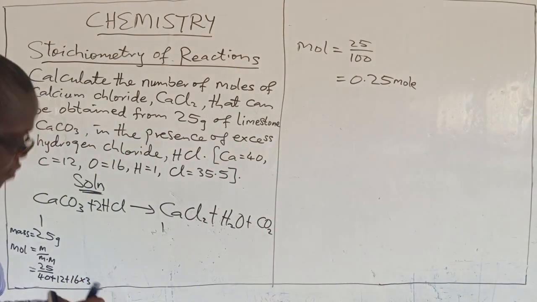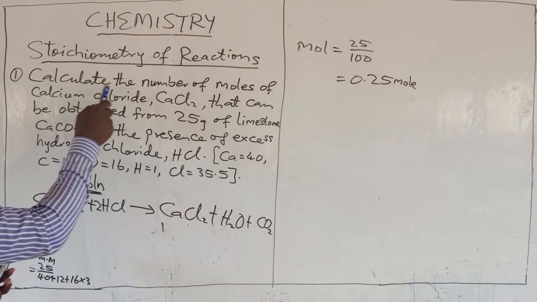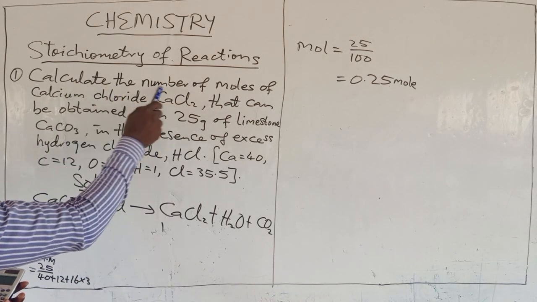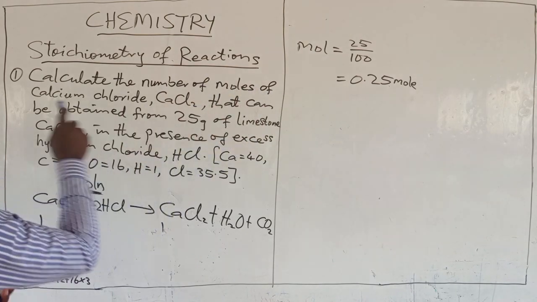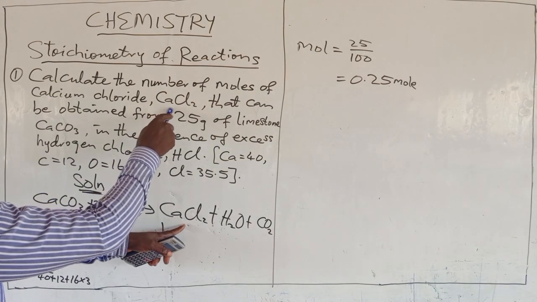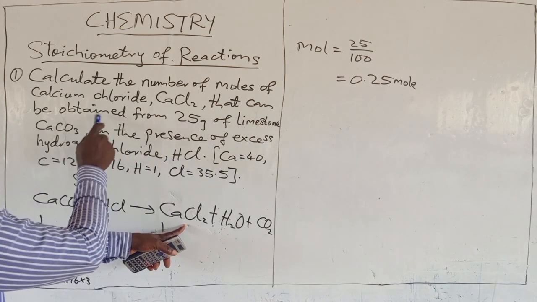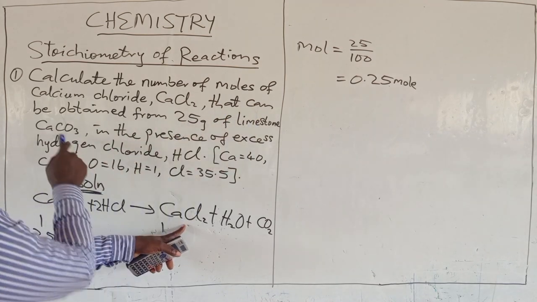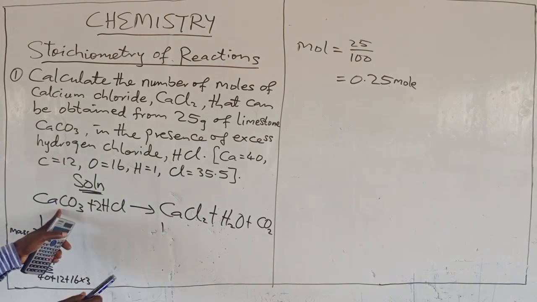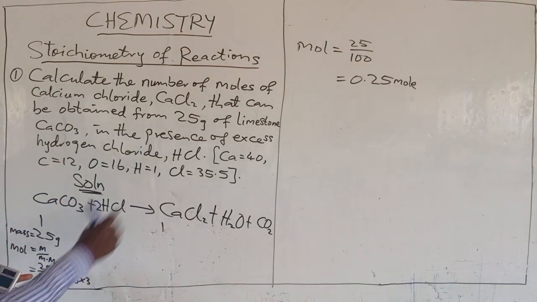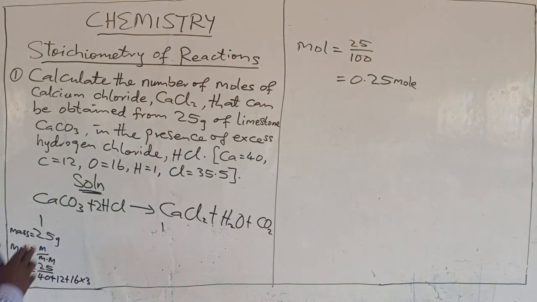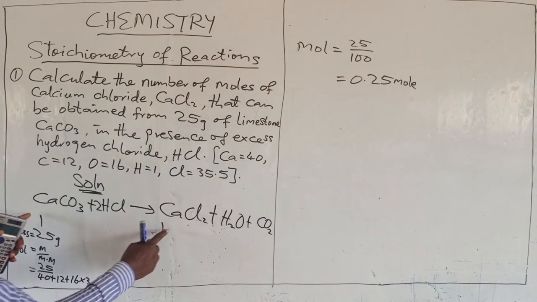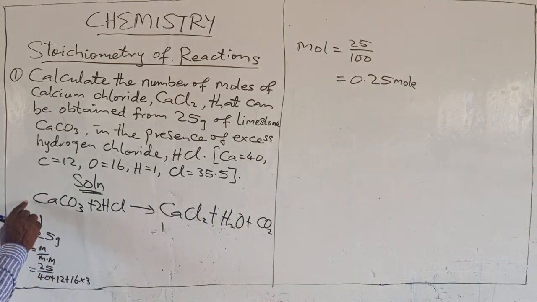Okay, now if that is done, the question was that we should calculate the number of moles of calcium chloride, which is this, that can be obtained from this limestone, which is this. But they have given us mass of this. We have gotten the mole of this. Use that mole of this to compare with the number of moles from the equation. Equation says 1 mole to 1 mole. That means 2 moles of this will produce 2 moles of that. 5 moles of this will produce 5 moles of that.